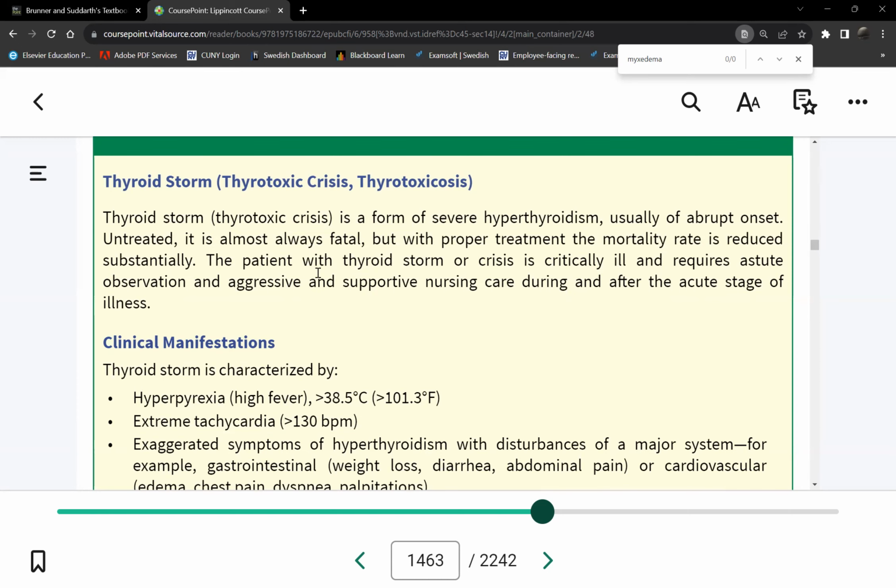Of course, we need to know that the patient has hyperthyroidism, correct? Once we know that, prevention would be what? How can we prevent thyroid storm? Because this could be any stressful event. Okay, so how do you reduce stress? Let's say you're admitted in the hospital. How do you reduce stress?